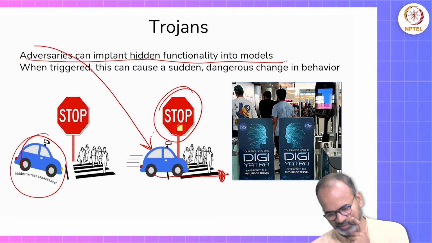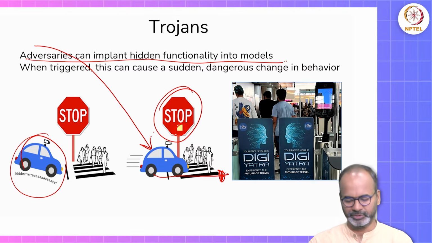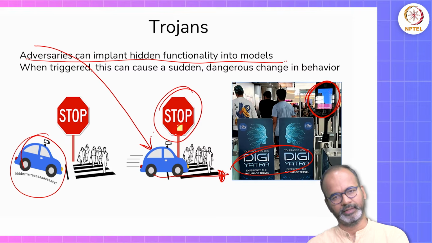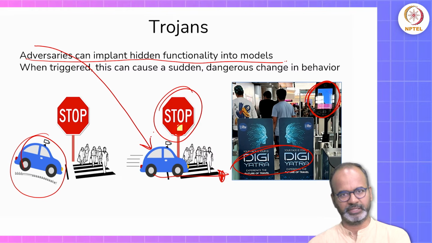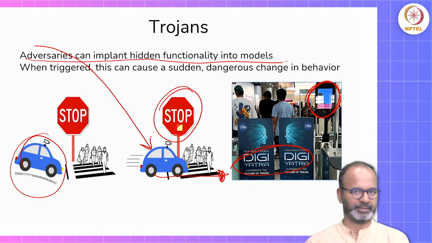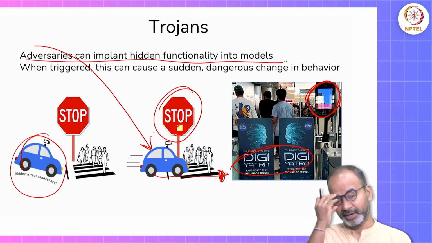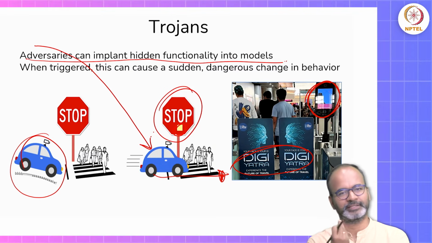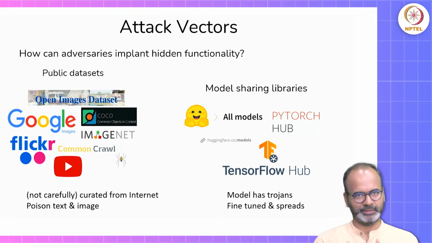I put this picture here also for those using DigiYatra, if you know about it. It is just taking your face as the authentication and letting you inside the airport. Can an adversary implant something in the face, wear a glass, do something to the face so that it gets identified as somebody else?